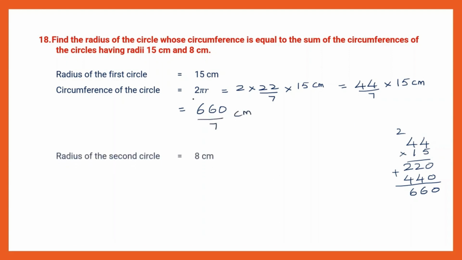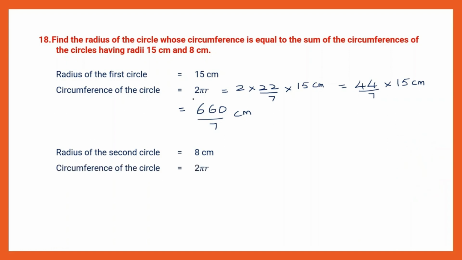Now let's take the second radius. Okay, so the second radius is 8 centimeters. This is the radius of the second circle, and the circumference of this is once again the formula 2 pi r. So this is equal to 2 into 22 by 7 into r, the radius, which is 8 centimeters. So here also we have nothing to cancel. So let's multiply the numerators. 2 into 22 is 44 by 7 into 8 centimeters.